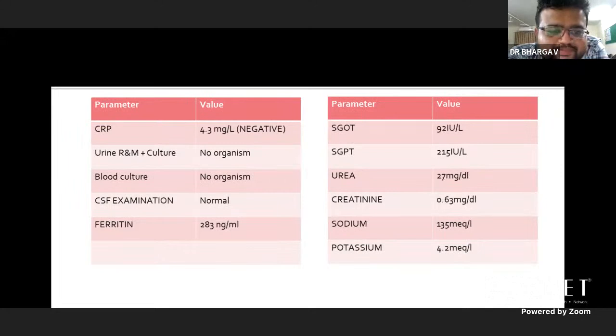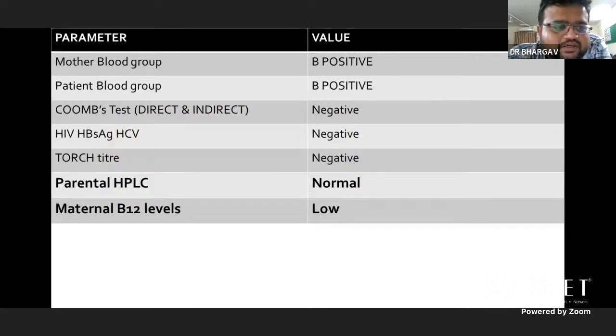As the child had severe anemia and we had thought of sepsis, we sent the CRP and also did urine culture and blood culture, which turned out to be normal in this case. The ferritin of the patient was 283 nanogram per milliliter. Renal function tests were normal, with SGPT of 92 international unit per liter and SGOT of 215 international unit per liter. Mother's blood group was B positive, along with the patient's blood group, which was B positive.